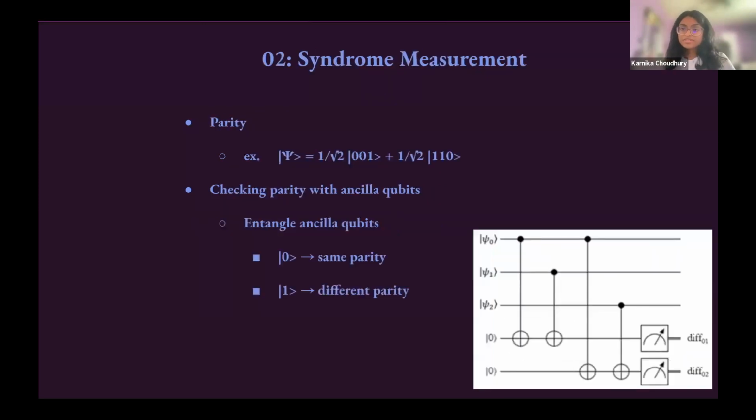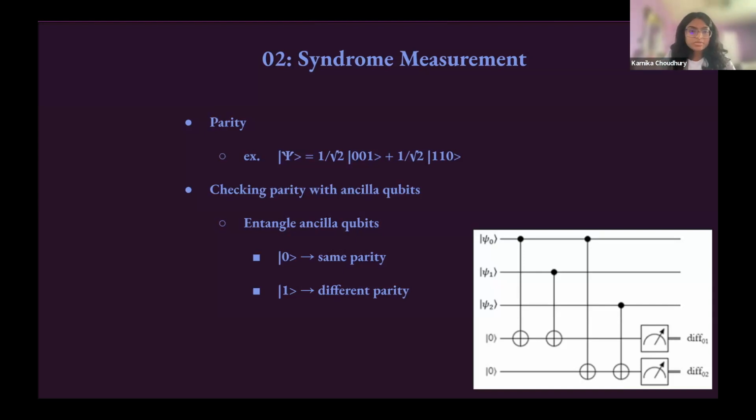Then we have this concept of syndrome measurement, which is basically trying to figure out where the error occurred. The syndrome is defined in quantum computing as which qubit the error occurred on, and we want to figure that out by measuring the syndrome, hence the name.